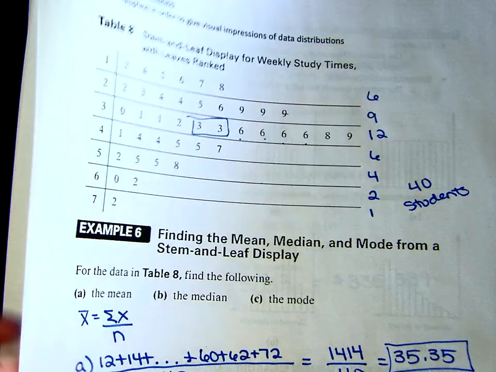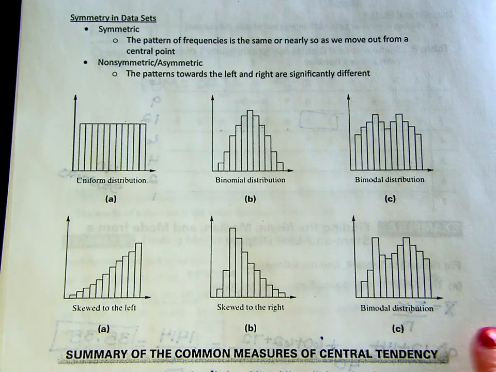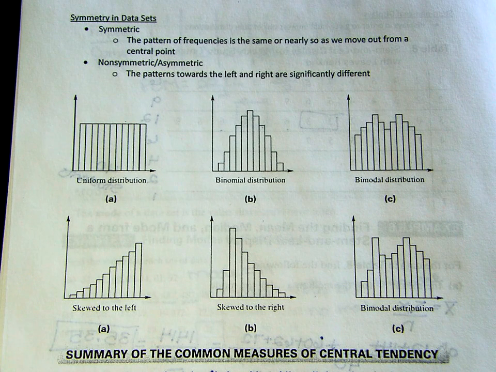There's a lot of symmetry that will come up in our data sets, and we will actually talk more about this as we progress on, because we're going to talk about normal distribution later on in this chapter. And so we want to see where there is symmetry in our data sets and where there's not. So symmetric data sets have a pattern of frequencies that are the same or nearly the same, so that as we move out from a central point, it does the same thing. Non-symmetric or asymmetric data sets have patterns towards the left and right that are significantly different.